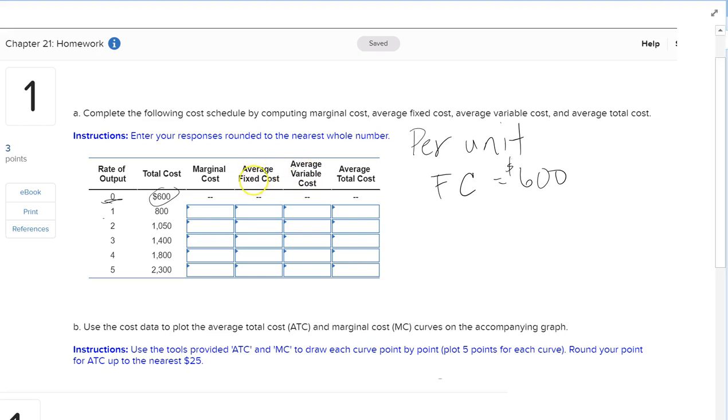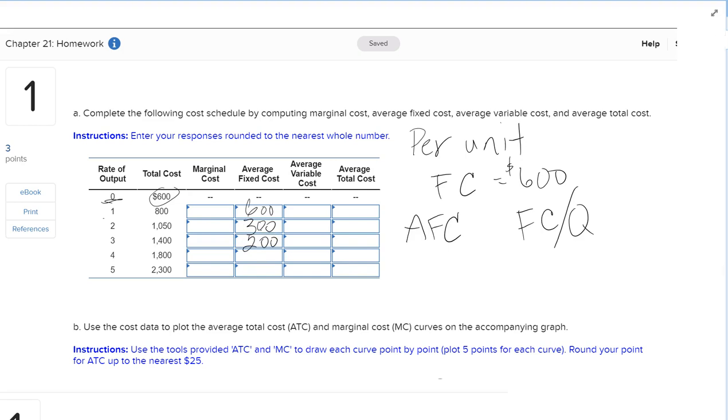Now this is asking us for averages. So the average fixed cost is the fixed cost divided by the quantity output. We can see the rate of output, we can see the fixed cost, so we can start with the average fixed cost column. So to produce one unit, it's 600 divided by 1, then 600 divided by 2, because we're just doing the average column, 600 divided by 3, and so on and so forth. Okay, I'll let you continue with that.